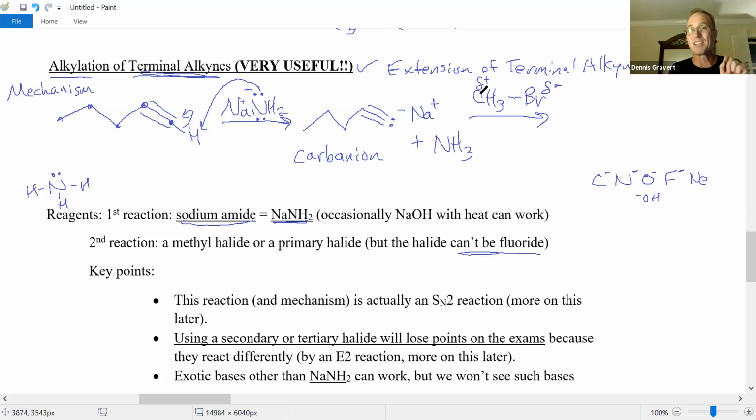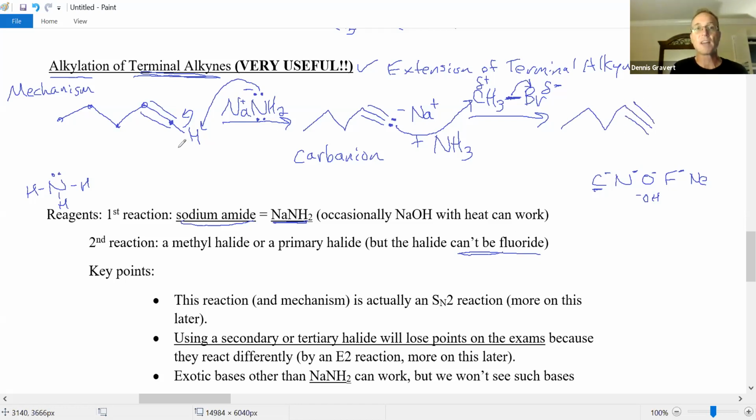So bromine's more electronegative than carbon. So there's a slight positive charge on this carbon. And we already said carbon does not like being negative. So this negative charge is very attractive to this slightly positive carbon. This lone pair will actually bond to this carbon. And the bromine, which has been yanking all these electrons through its electronegativity, will actually break away as bromide ion.